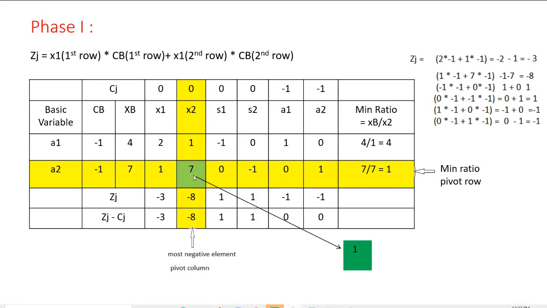So we have to remove this 7 by 1, and the remaining column value is what? 1. So we have to convert this 7 by 1 and this 1 by 0 so that we get the identity matrix here.